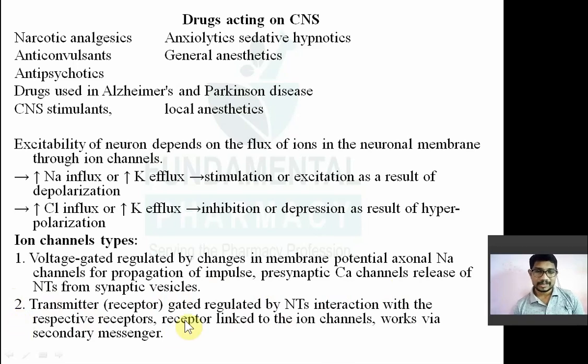Then again, the second type is transmitter or receptor gated, or regulated, by neurotransmitter. The neurotransmitter will interact with their respective receptor-linked ion channels, and then they will be activated, sometimes via secondary messengers. So there are two kinds of ion channels, voltage gated ones and membrane or receptor bound ones.